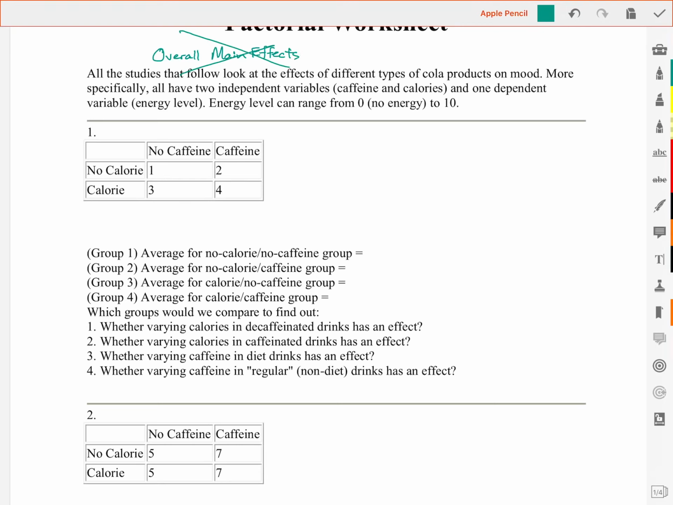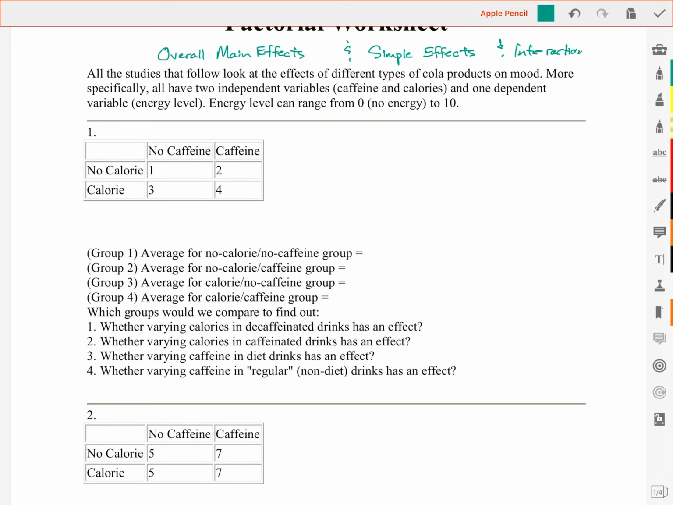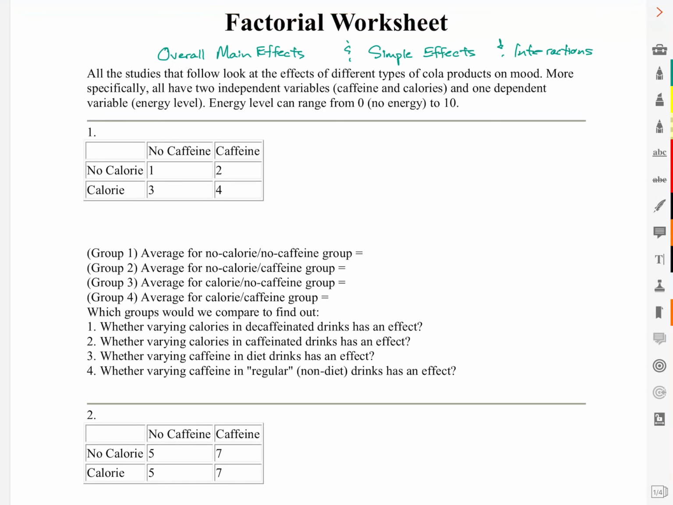Today, we're going to focus on overall main effects, and we're also going to do what are called simple effects and interactions. So we're going to build on what we talked about in class and on the worksheet that you did last time. So let me take you through one or two of these problems, and then feel free, if you get the rest of it, you can go whenever you want to. There's not a required video, but I just wanted to give you a little bit of scaffolding in the beginning.